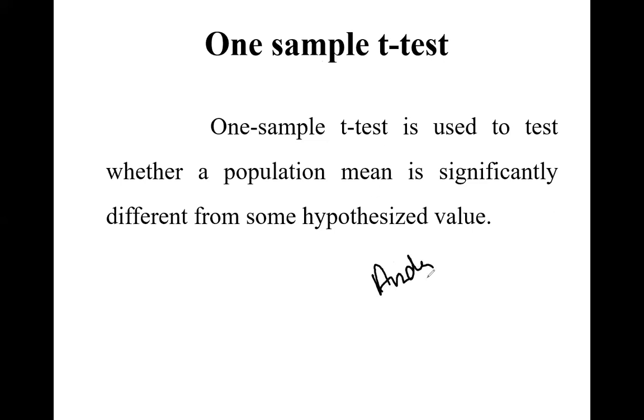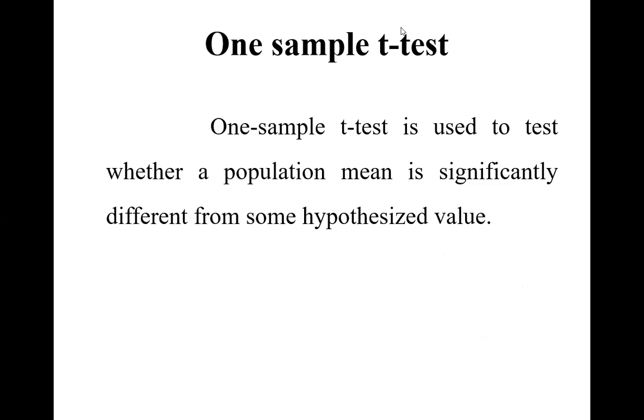In the Andy Field book you can go through the concept of ANCOVA, factorial ANOVA, MANOVA, MANCOVA, factorial MANCOVA. There are many tests available in this book, so you can go through it, because today our objective is not to discuss ANCOVA and other tests. We are focused only on the one sample t test.